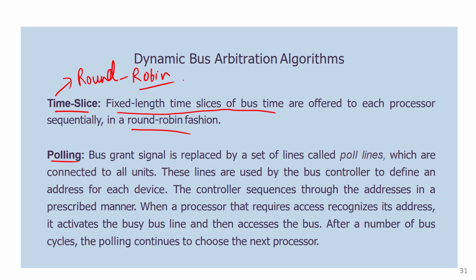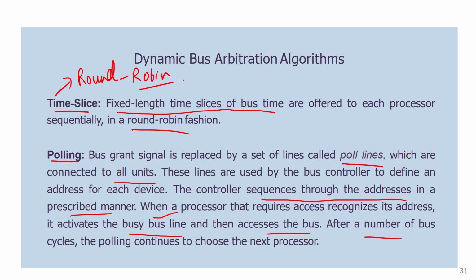In polling, the bus grant signal is replaced by a set of lines called poll lines, which are connected to all the units. These lines are used by the bus controller to define an address for each device. The controller sequences through the addresses in a prescribed manner, and whenever a processor that requires access recognizes its address, it activates the busy bus line. So that processor will be given access to the bus.